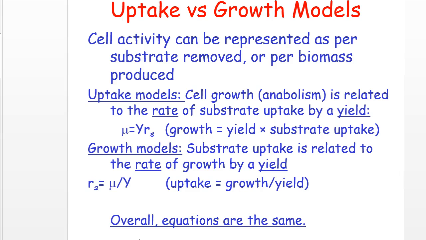We can model this in two main ways. We call it either uptake models or growth models. The uptake models, where we base it on anabolism, say that the cell growth is related to the rate of substrate uptake. Growth rate mu is equal to the yield times substrate uptake rate. That's one way of doing it.